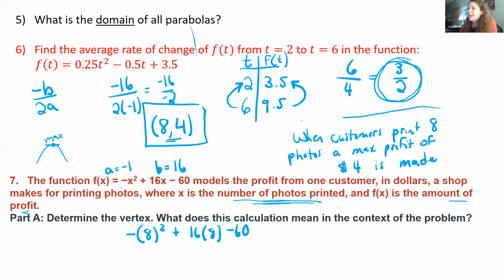That's what it means in context of this problem. When customers print 8 photos, a maximum profit of $4 is made. So on both sides of this vertex, the profits are going to be decreasing.